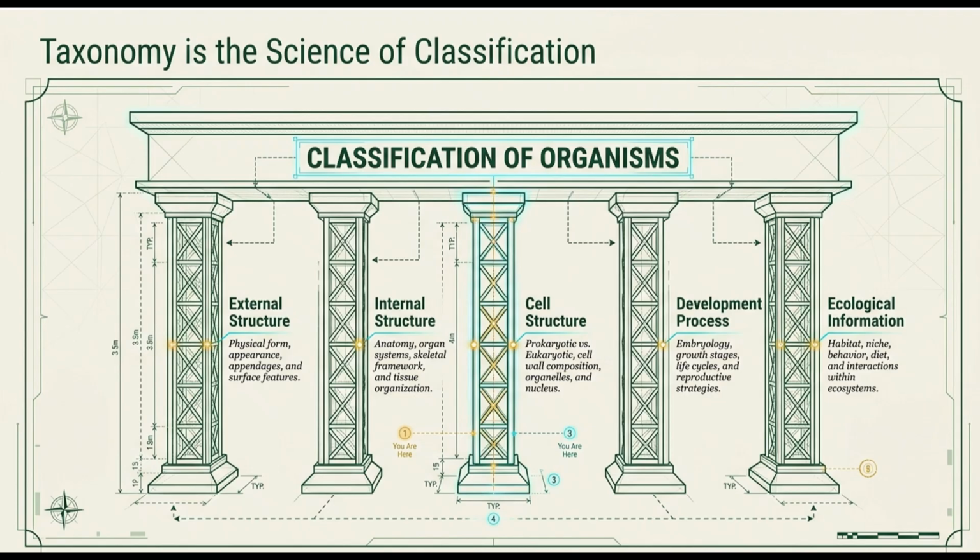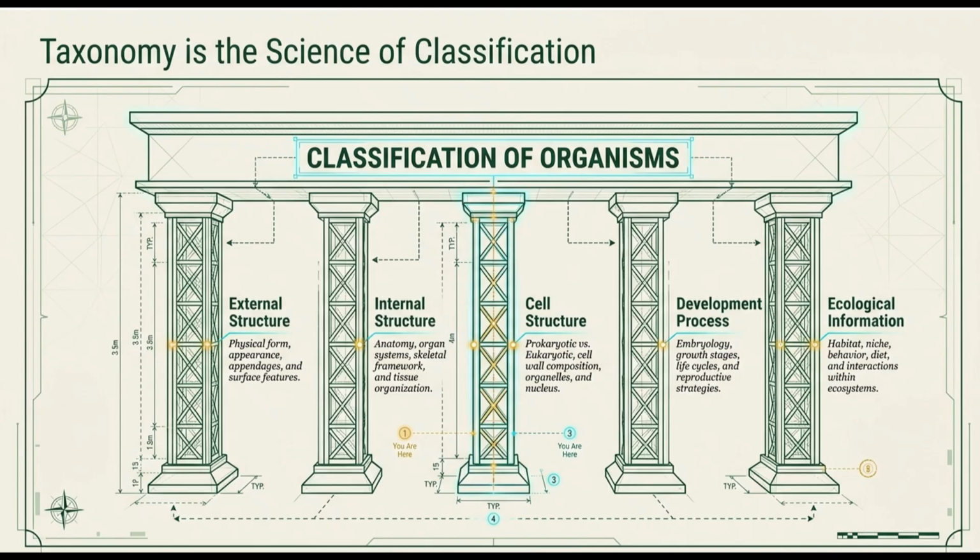Okay. Let's start from the classification. The taxonomic categories. So all living organisms are arranged in different levels called taxonomic categories, right? So these categories together form the taxonomic hierarchy. The hierarchy starts from kingdom and ends at species. So the categories are external structure, internal structure, cell structure, development process, and ecological information.